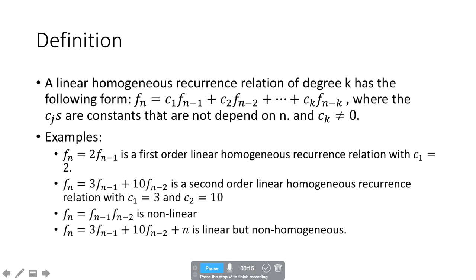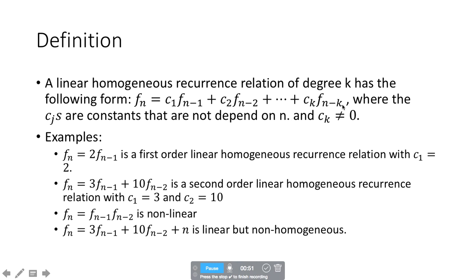We say that a linear homogeneous recurrence relation of degree k has the following form: Fn equals C1 multiplied by Fn minus 1, plus C2 multiplied by Fn minus 2, plus and so on up to Ck multiplied by Fn minus k. So basically, one term is a linear combination of its previous k terms. Here Cj, j equals 1 to k, are constants and do not depend on n.